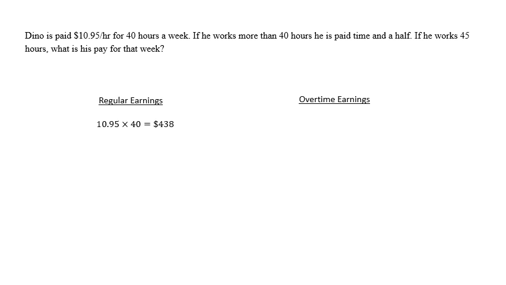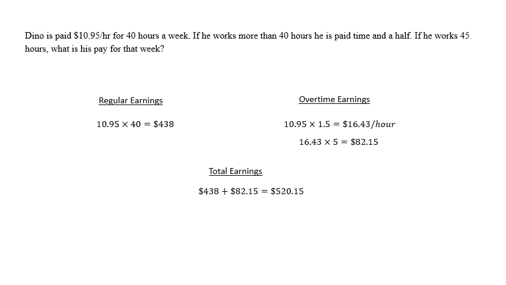So we have to first figure out his overtime rate. He gets paid time and a half, so we do $10.95 times 1.5, which means when he's getting paid overtime, he's making $16.43 an hour. We said he worked 5 hours overtime for a total of $82.15. So his total earnings would be his regular earnings plus his overtime earnings, which would be $520.15.